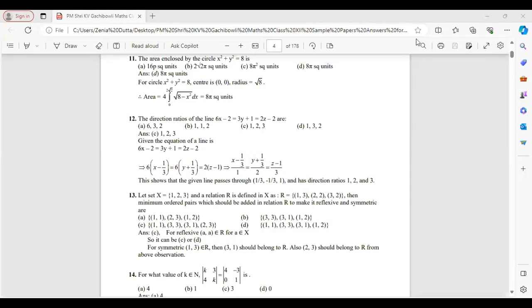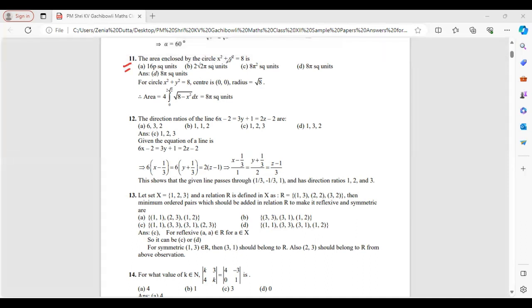Welcome back. Continuing with the sample paper, question number 11. The area enclosed by the circle x square plus y square equal to 8 is, now we can directly write pi r square because all of us know that the area of a circle is pi r square. But yes, it will be using AOI, application of integrals.